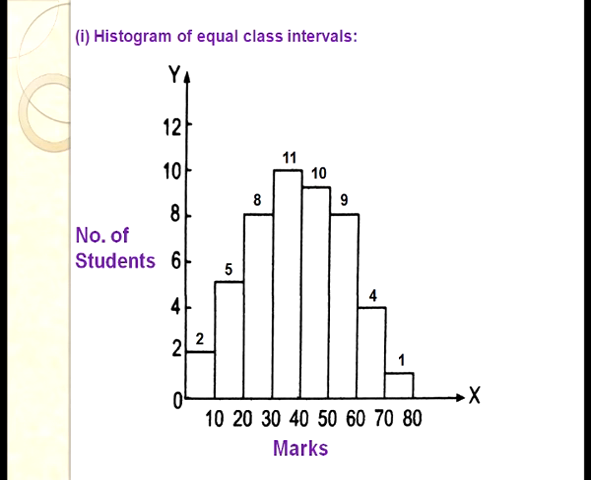Now, what are we observing here? We are observing that the length of the bars changes according to frequencies. On the other hand, the width of the bars remains the same. There is no distance between the bars. So, with the 3 points we have discussed, we have learned how to draw a histogram in case of equal class intervals.